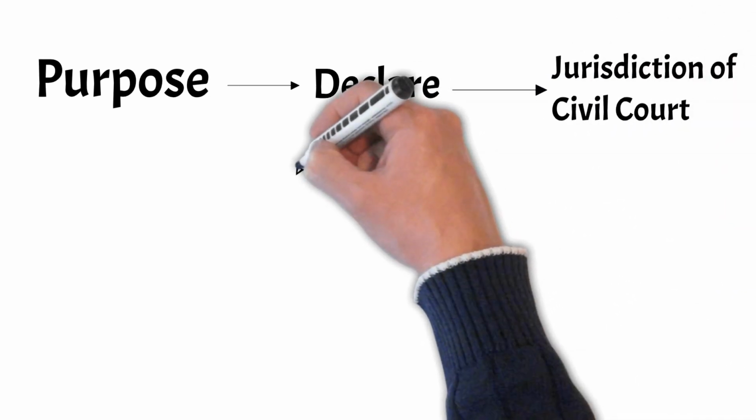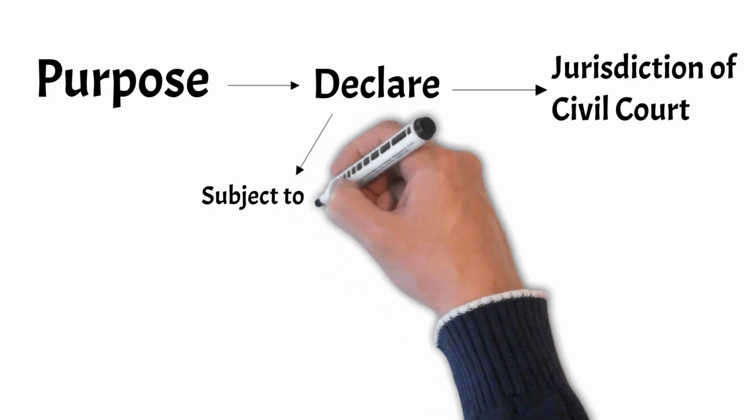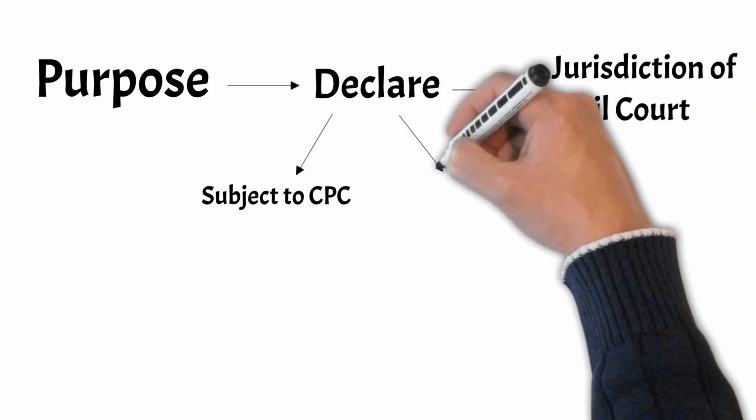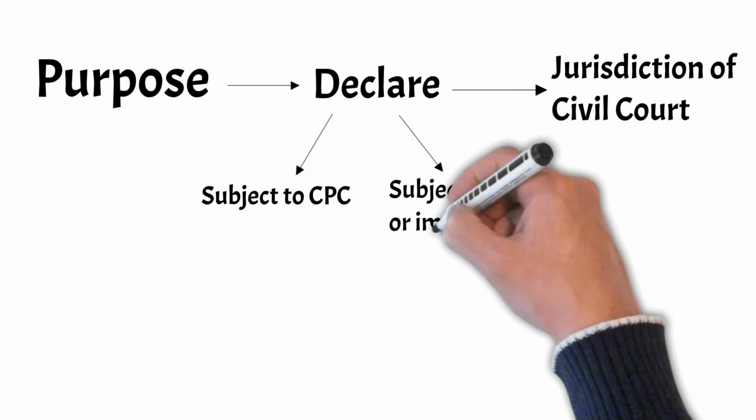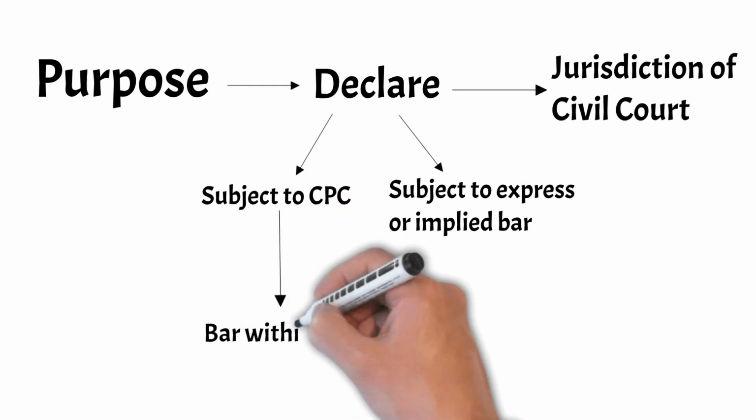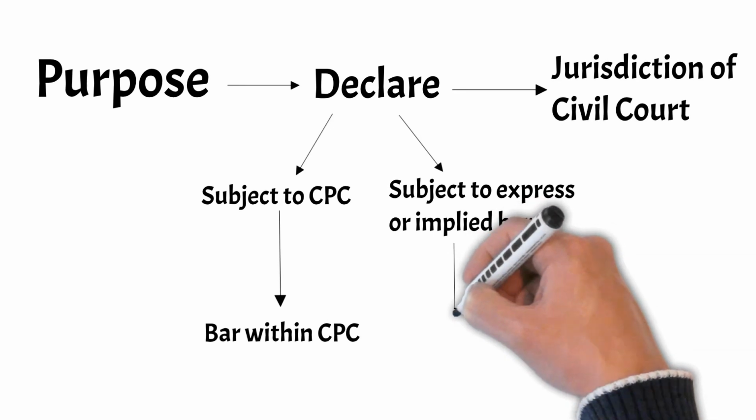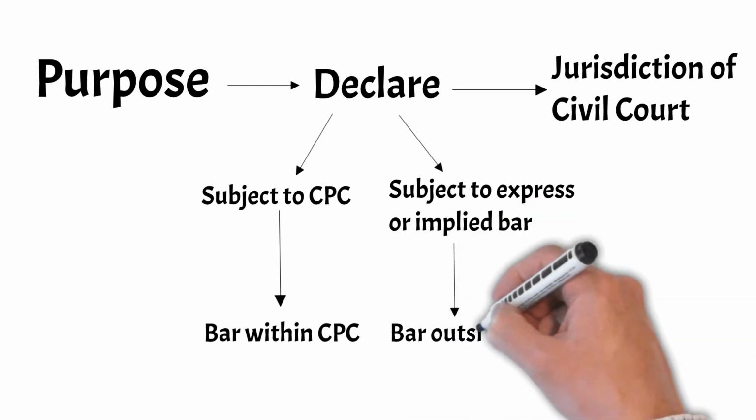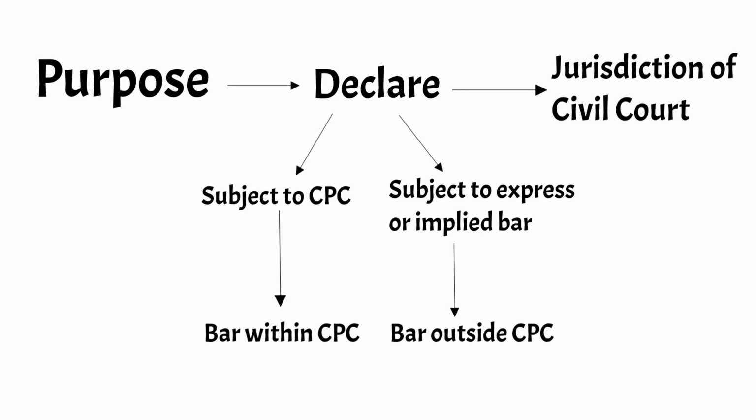However, the jurisdiction of civil court is not absolute, and it is subject to the provisions within CPC. It is also subject to express or implied bar. Now, the provisions within CPC refers to bar within CPC, and the express or implied bars refers to bar outside CPC.